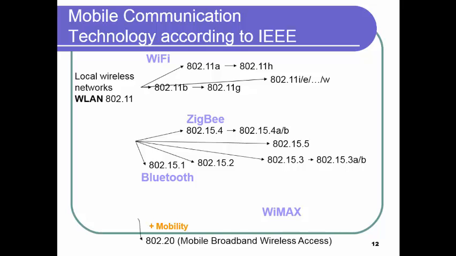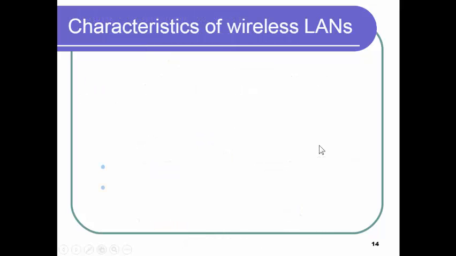For Zigbee it is 802.15.4, and again depending on the specifications, the categories 15.4.4, 4a and 4b, 802.15.5, 15.3, 15.2, 15.1 for Bluetooth, and if you are considering the WiMAX, so at that time 802.20, so mobile broadband wireless access point service.